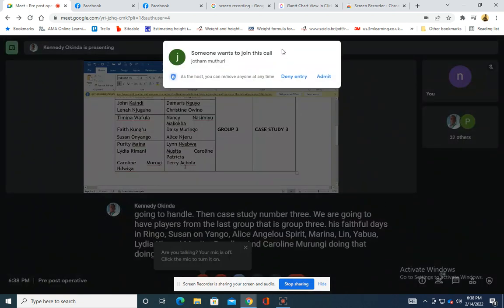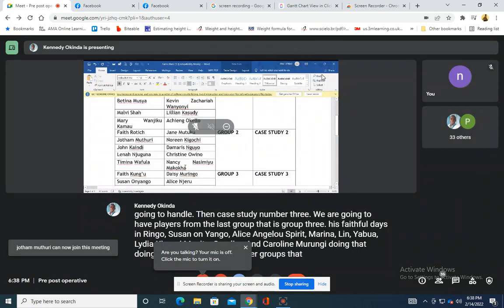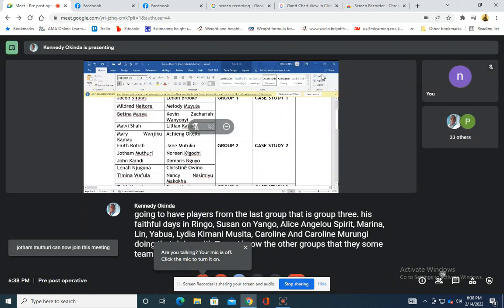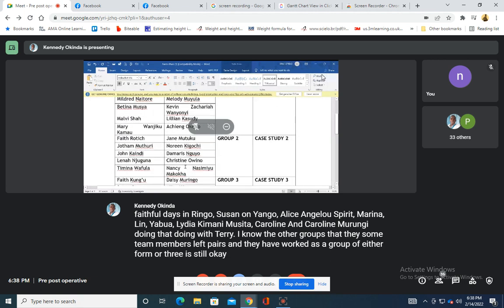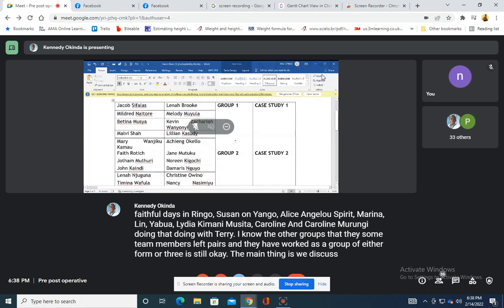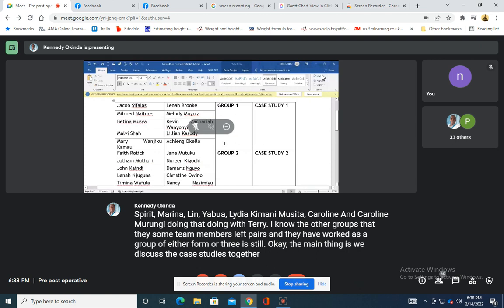I know there are other groups where some team members lacked pairs and they have worked as a group of either 4 or 3. It's still okay. The main thing is we discuss the case studies together and we move on. So group 1, the team that is ready.